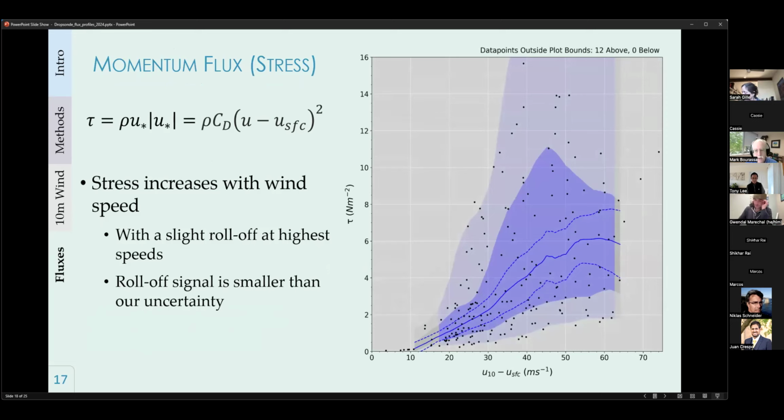So if we look at stress, we can see stress on this axis is a function of wind speed. We can see that stress goes up, and then it starts to level off around 55-ish meters per second. But again, this leveling off is much smaller than our error bars. So take it with caution.